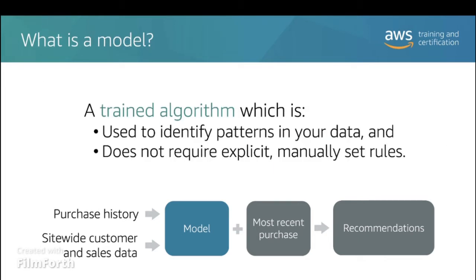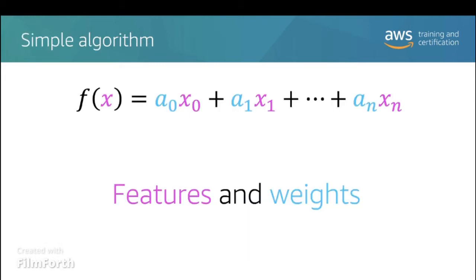So what is a model exactly? A model in machine learning is the trained algorithm you use to identify patterns in your data. The key there is that it's trained through the machine learning process. It isn't created manually by programmers setting up rules like in classical programming. Let's look at a very simple example algorithm. Here's an example algorithm. This has been simplified from what you might use in a real environment, but it shows what are the two key components of an algorithm: features and weights.